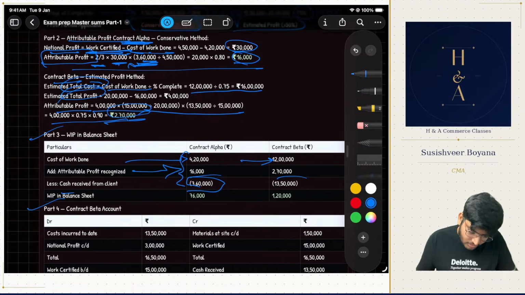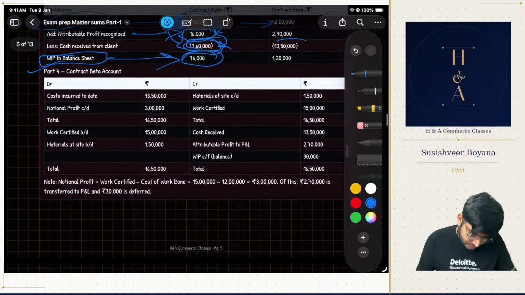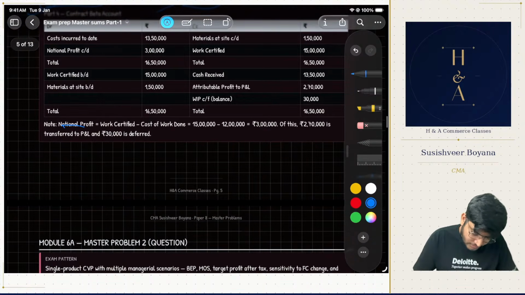That means out of the 4,20,000 of cost, I recognized 16,000 to be attributable profit. So I'm gonna put it aside. And I also know I've already received payment of 3,60,000 against the 4,20,000 that I had. That means the balance left is only the work in progress that I should show on the balance sheet, right? Notional profit equals work certified minus cost of work done.